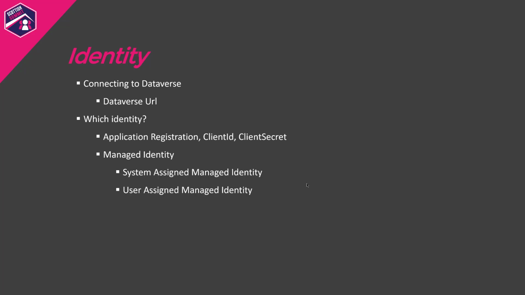So what is an identity and how do we use it? Well, we need to connect to the Dataverse. We need to have a URL where the Dataverse is. We've got one of those as soon as we start a Power Platform or Dynamics instance. And then we've got a number of different ways that we can identify ourselves to it.